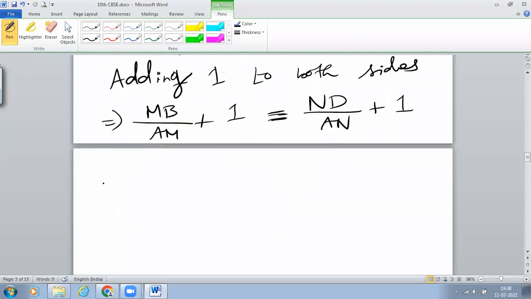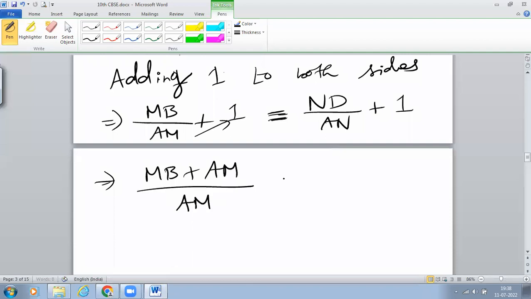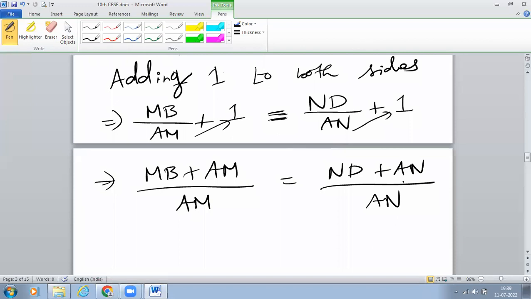Now after adding 1 on both the sides, you have to simplify this just by cross multiplying. What is here? It will become MB plus, what is AM into 1? AM, right? Whole divided by AM. And here also ND plus this AN into 1. What is AN into 1? AN only. ND plus AN divided by AN. Are you able to understand this step? Yes, sir. Please write fast.